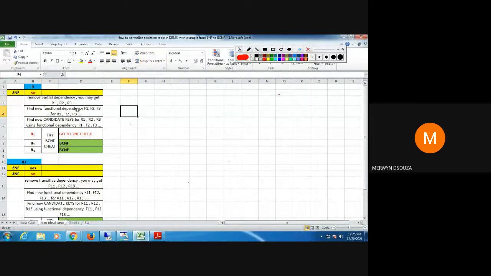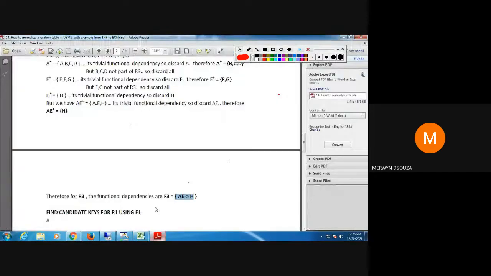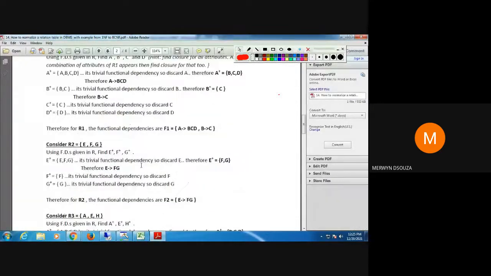For R1, R2 and R3, if you want to proceed further, you need to find the new functional dependencies for R1, R2 and R3. We have done that also. Now, once we have found the new functional dependencies, using them we need to find new candidate keys for R1, R2 and R3.